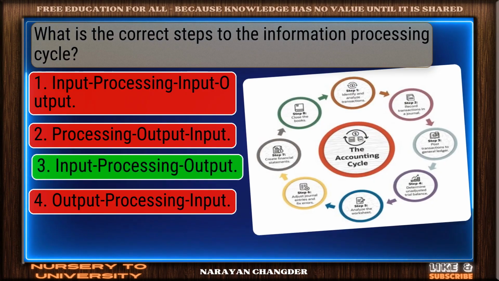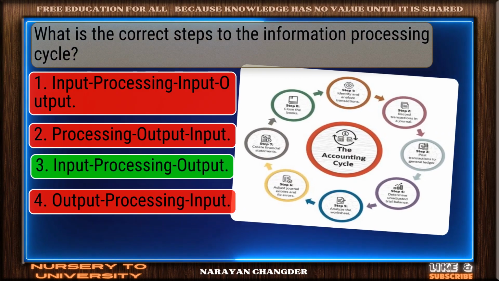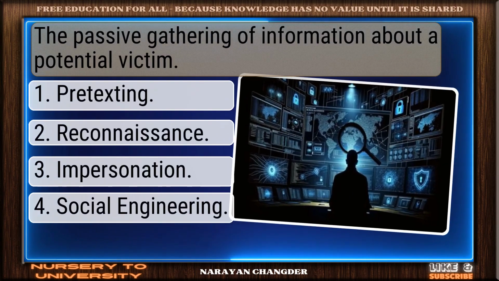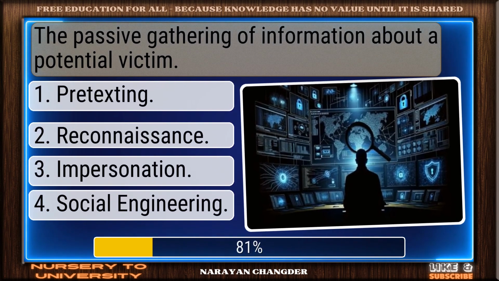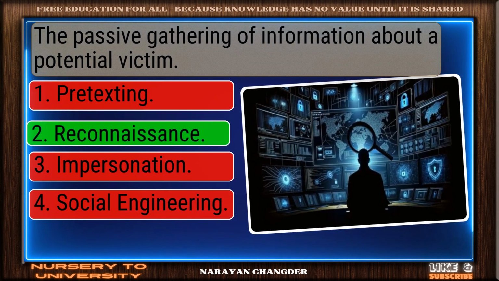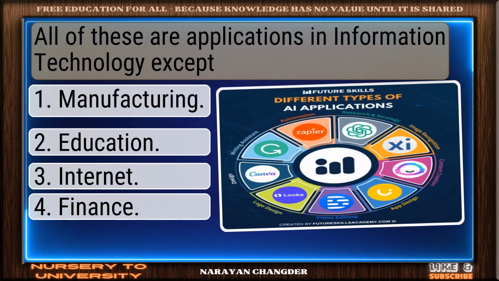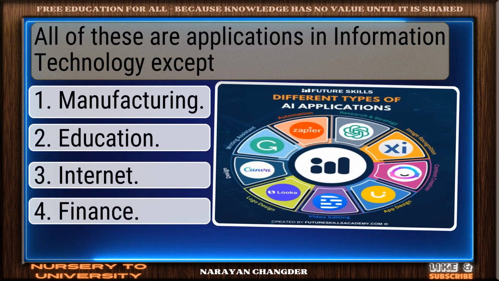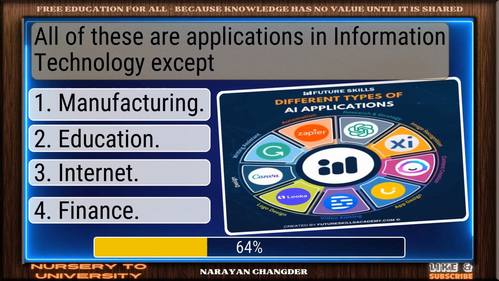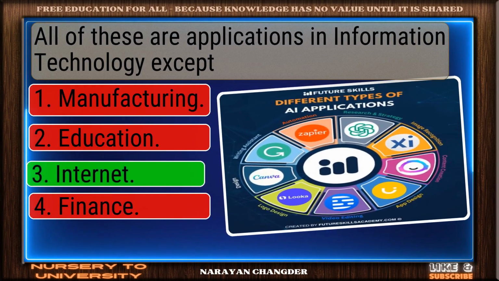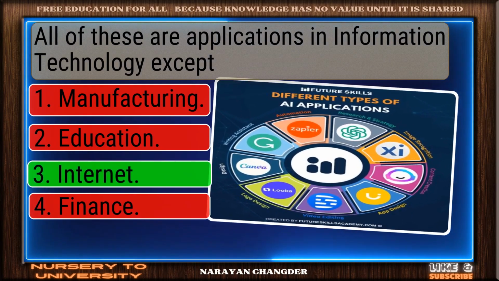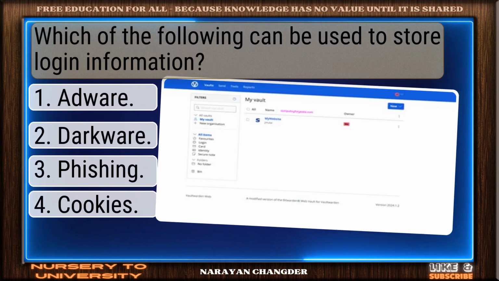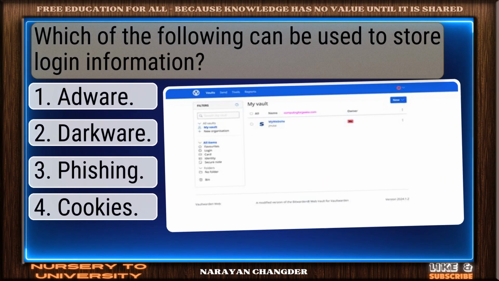Right choice. Input, processing, output is best. The passive gathering of information about a potential victim. You chose reconnaissance. Correct. All of these are applications in information technology except: well-reasoned. Internet is correct. Which of the following can be used to store login information?